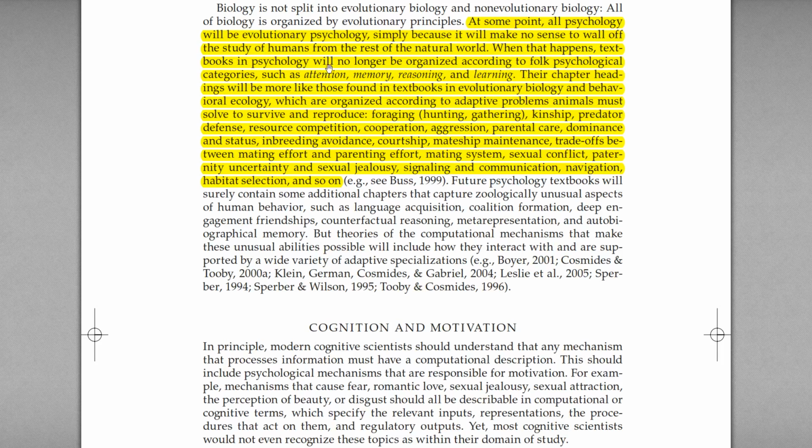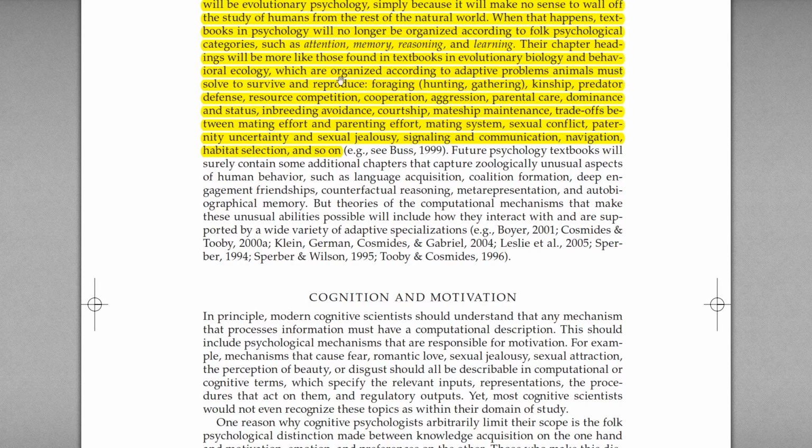What happens? Textbooks in psychology will no longer be organized according to folk psychological categories such as attention, memory, reasoning, learning. The chapter headings will be more like those found in textbooks in evolutionary biology. Wow, what the hell? Behavioral ecology, which are organized according to adaptive problems animals must solve to survive and reproduce. Foraging, hunting, gathering, kinship, predator defense, resource competition, cooperation, aggression, parental care, dominance and status, inbreeding avoidance, courtship, mate maintenance, trade-off between mating effort and parenting effort, mating system, sexual conflict, paternity uncertainty, sexual jealousy, signaling and communication, navigation, habitat selection, and so on.